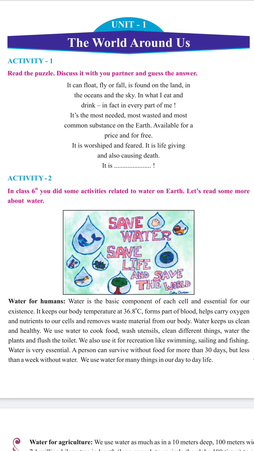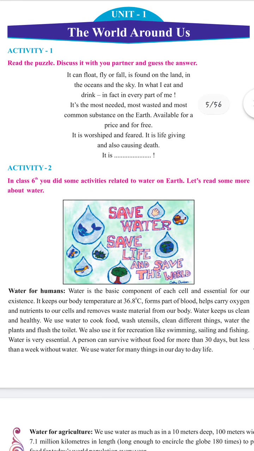In what I eat and drink. So it is also present in the food which you are eating and the drinks which you are drinking. And in fact, in every part of me. So in every part of yourself, it is present. It is the most needed, also the most wasted, and most common substance on the earth. So dear students, this thing, it is the most needed. You can say that it is the basic necessity of any human being, but it is also wasted a lot. It is a common substance on the earth which is available for free also, and sometimes we have to pay for it also. So in both the modes it is available.